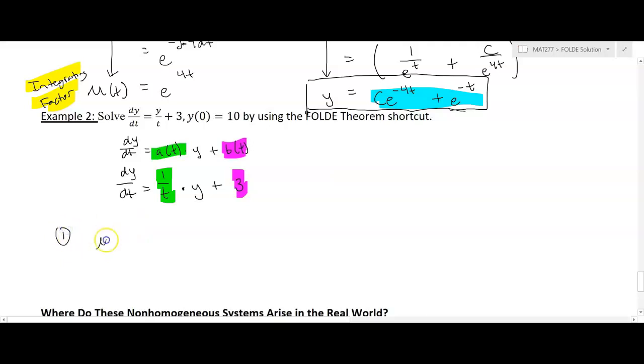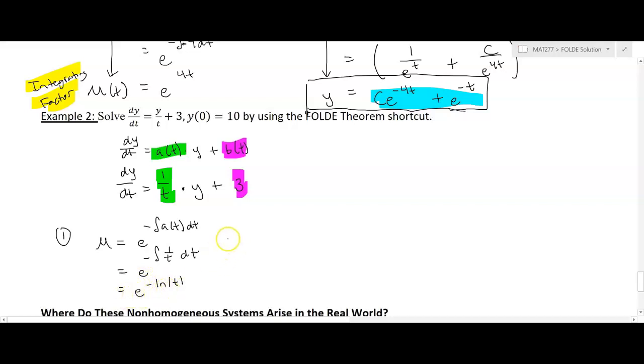So step 1, let's go ahead and get mu, which is e to the negative integral of a of t dt. Now, a of t is 1 over t, so we need the integral of 1 over t dt. And here's the thing, we'll enter this into Wolfram Alpha just to show that it'll simplify it for you, but the integral of 1 over t is the natural log of t. And so what you'll end up with here is e to the negative natural log of t.